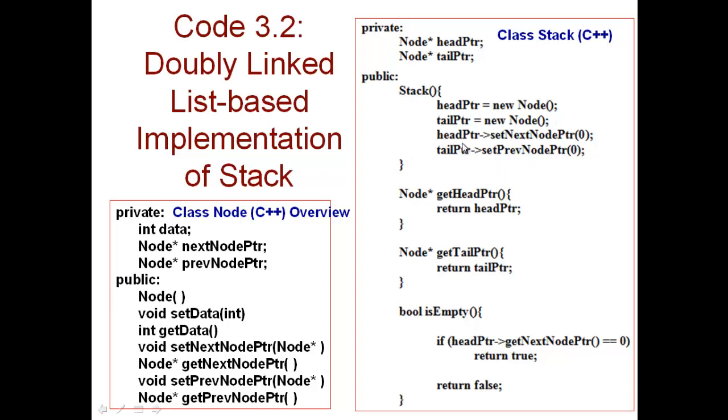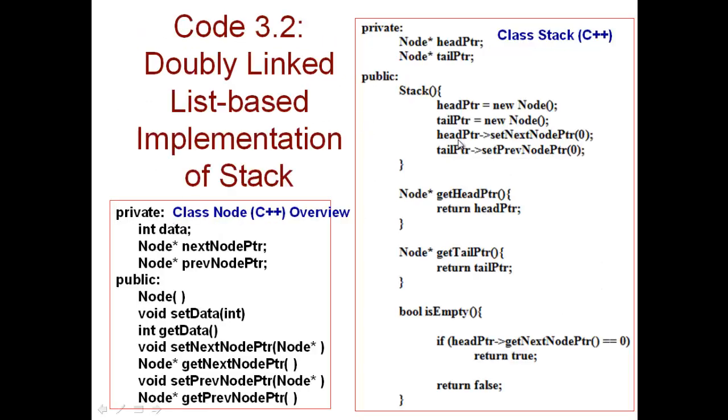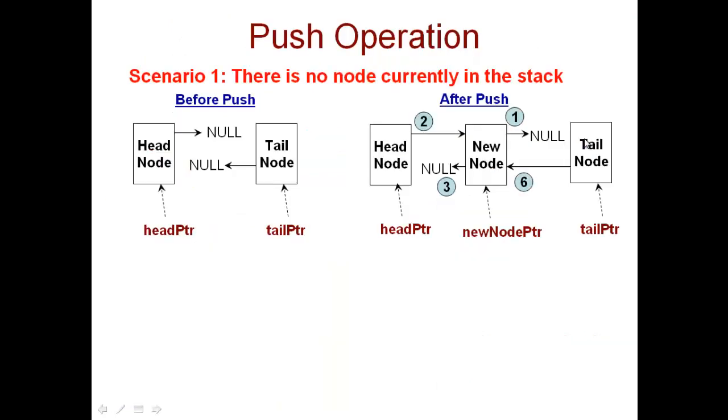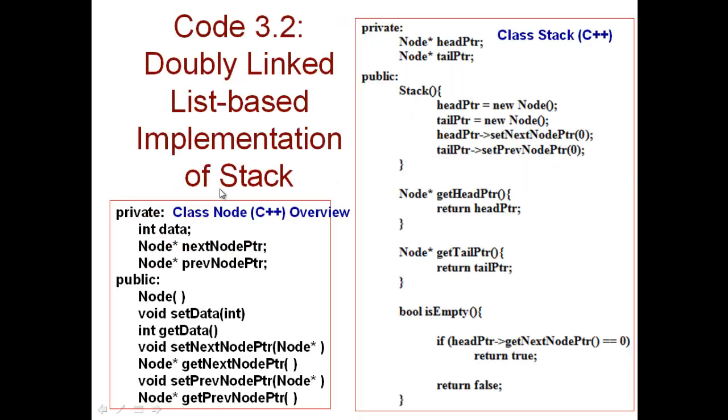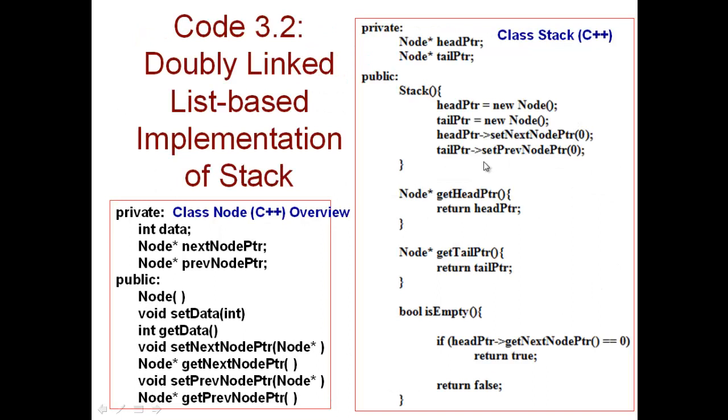So we need to initialize the next node pointer in the head node to be null. That's what I am doing here. Head pointer arrow set next node pointer is set to null. So that means the stack is empty. From the head node, you cannot reach any data node, because the next node pointer in the head node is null. Similarly, the previous node pointer in the tail node should be set to null. After you push, you will have some non-null value, but initially when you create the stack, this should be null.